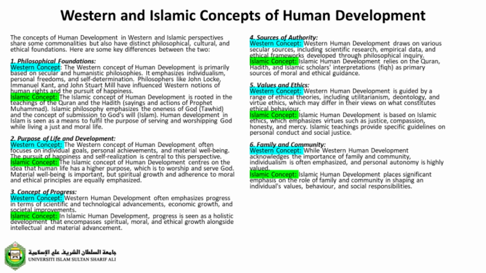6. Family and community. Western concept. While Western human development acknowledges the importance of family and community, individualism is often emphasized, and personal autonomy is highly valued. Islamic concept. Islamic human development places significant emphasis on the role of family and community in shaping an individual's values, behavior, and social responsibilities.